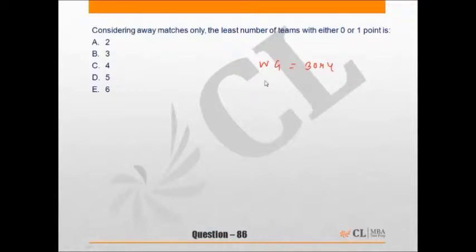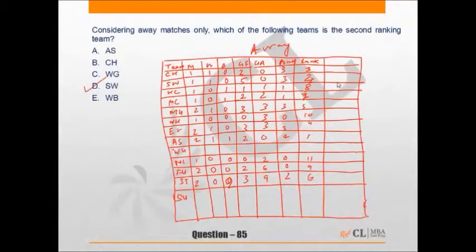Similarly, we can compute the same figure for SU. It comes out to be 1 or 2. So from here it is clear that SU scored 1 or 2 points. Now from the table it can be seen that the least number of teams with either 0 or 1 points is 5.